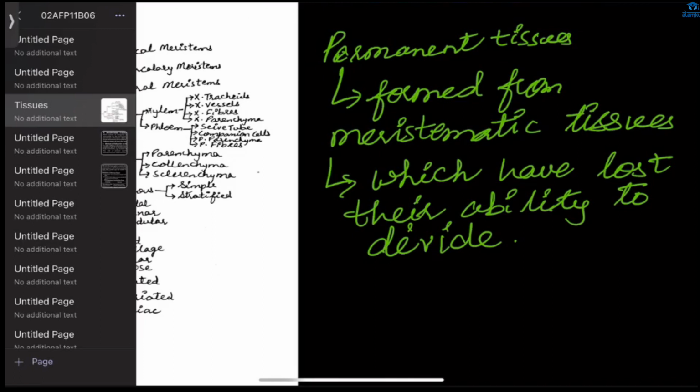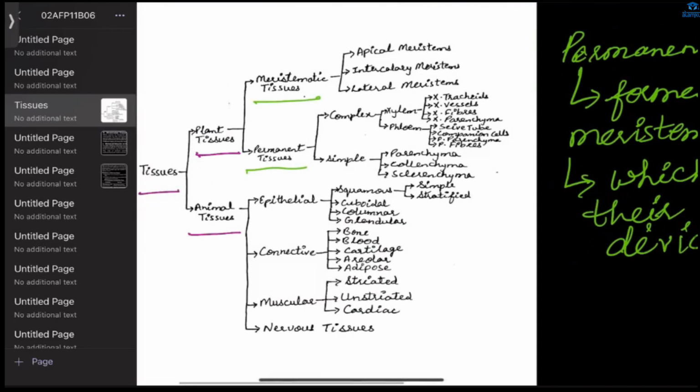Okay. Now, what are the types of permanent tissues and meristematic tissues? Shazan, you will explain this to me. Explain the types of meristematic tissues. No, see, it is written only. Apical, intercalary. What is apical meristem? Since you are taking time, I'll ask Arham. Arham, you tell me what is apical meristem. No, I forgot. Okay, try to remember.